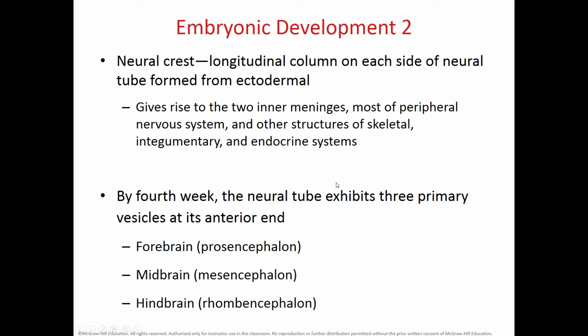Now, by week 4, the neural tube will exist and is going to have 3 dilations or vesicles, and those will be within the cephalic end, or anterior end, or rostral end. So the most anterior dilation is going to be called prosencephalon, or forebrain. And then we have a mid vesicle that is called the midbrain, or mesencephalon. And then we have a tiny vesicle posterior to the midbrain that is called the hindbrain, or rhombencephalon.